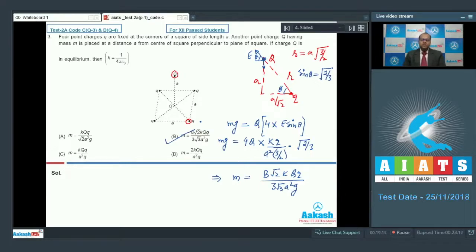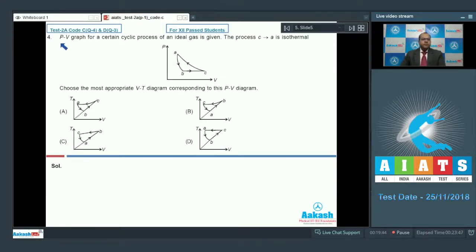Let's move to question number 4. In question number 4, a PV graph for a certain cyclic process of an ideal gas is given. The process C to A is isothermal. Choose the most appropriate VT diagram corresponding to this PV diagram.